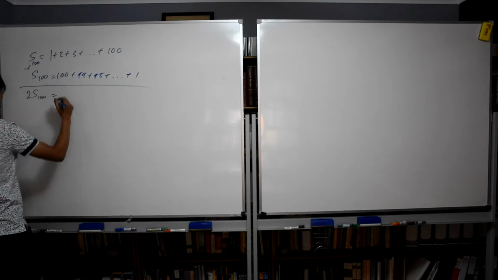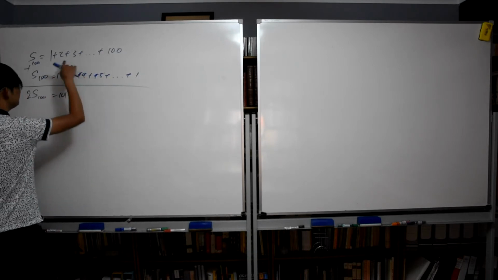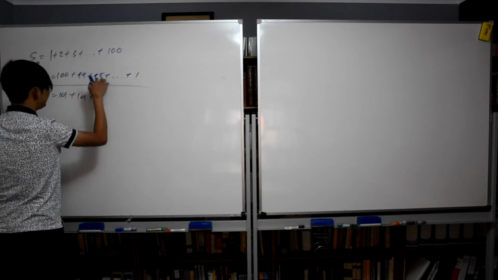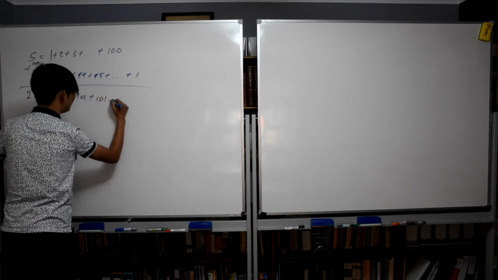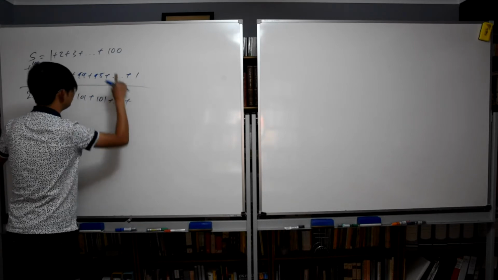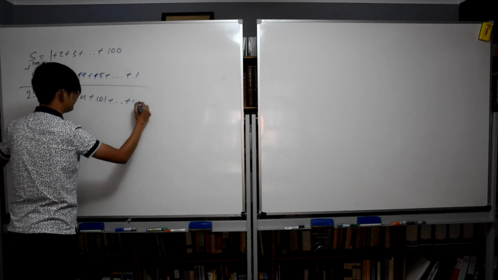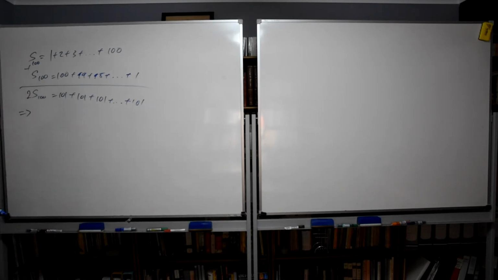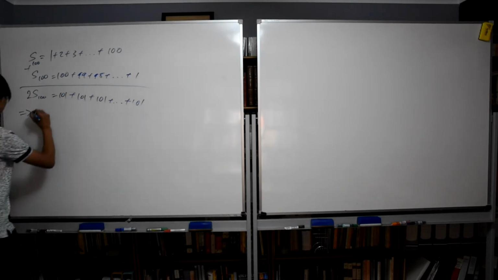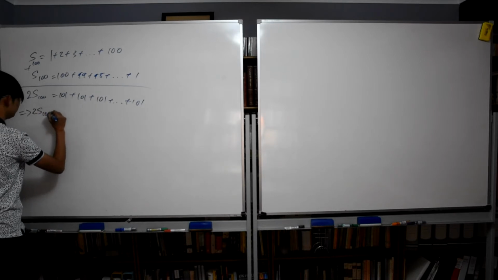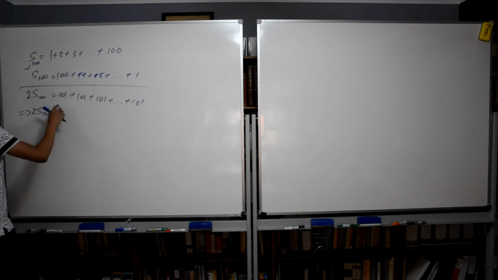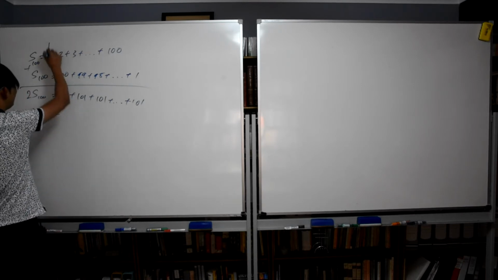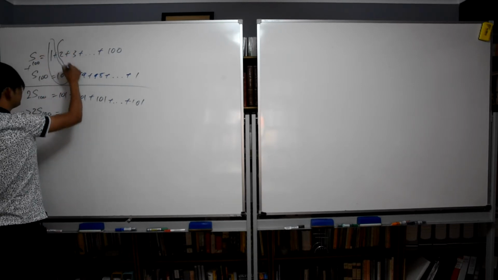1 plus 100, that's 101. 2 plus 99, 101. 3 plus 98, 101, and so on. All the way to 100 plus 1, that's 101 again. However, how many 101s do I have? There's actually 100 101s. Why 100? Because there's 100 of these vertical columns.